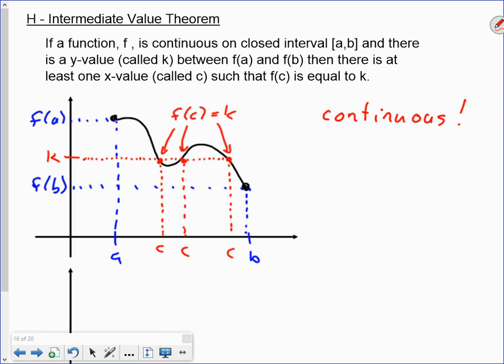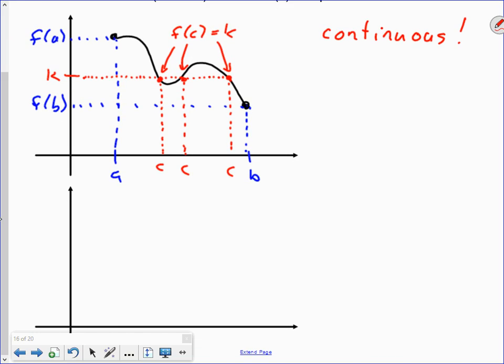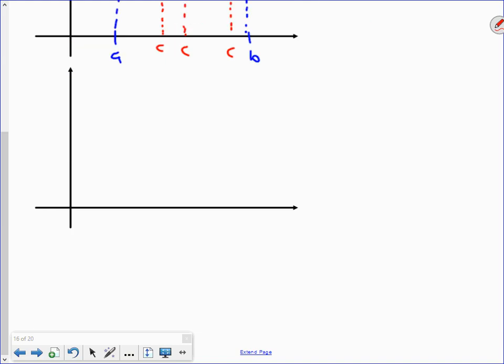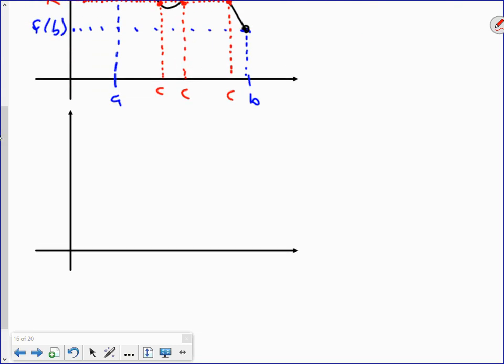Now, another way to think about a theorem is what would it look like when the conditions are not satisfied? So let's say we had a function. Well, let's start with our a and our b again, and then we'll give our two points here. So this is going to be f at a and f at b. Let's choose a k value in between. But let's say our function is not continuous as we go from a to b.